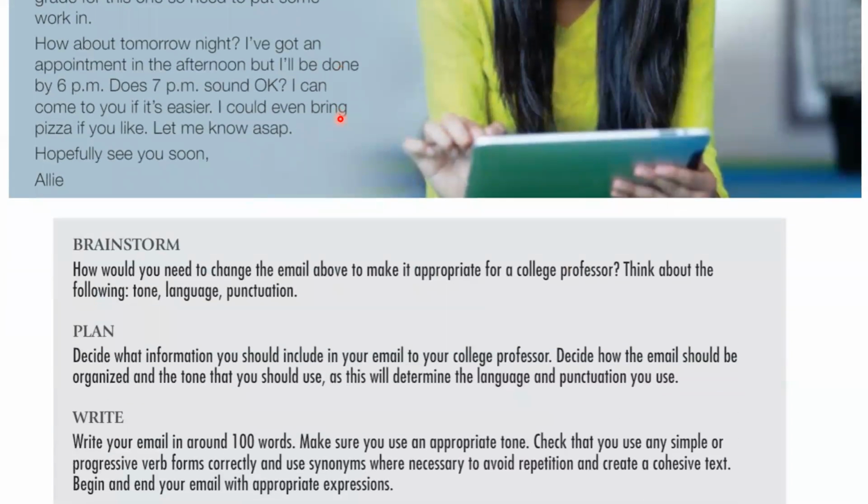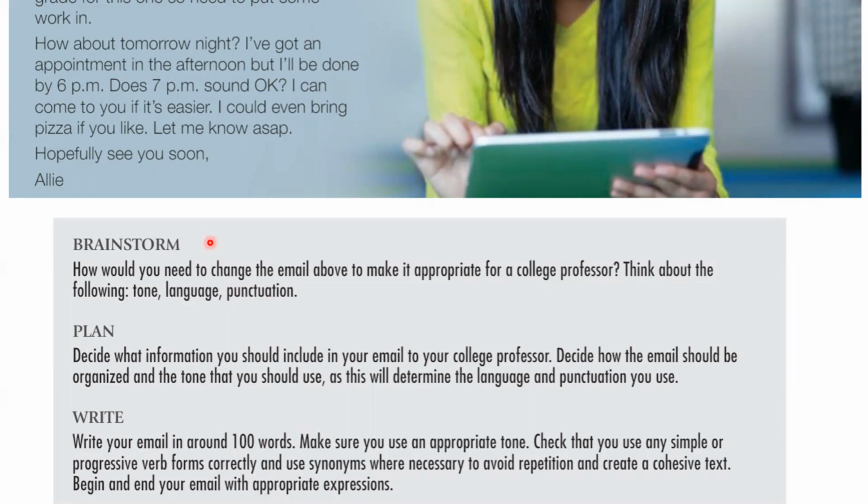All right. If you finish, now you're going to start writing your email. Here they give you a set of steps so that you can do it as effectively as possible. For example, first you have to brainstorm. They ask us, how would you need to change the email above to make it appropriate for a college professor? Well, obviously you will have to change some phrases, some words, because it is not very formal. You can think about the tone, the language, and also the punctuation.